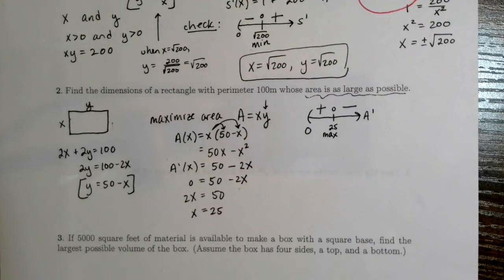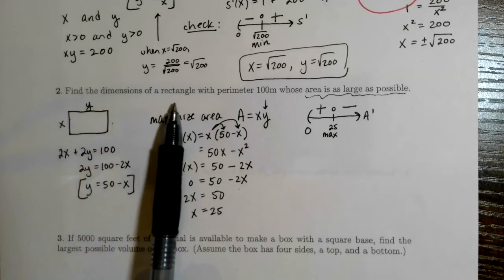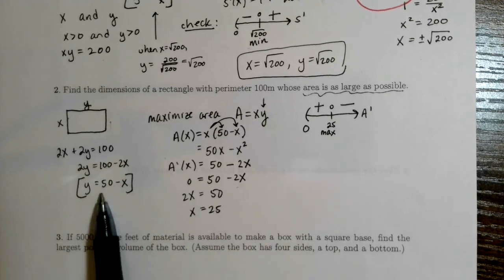Okay. So our final step is to just kind of answer exactly the question that was asked. So we want to put units on stuff and make sure we're kind of complete. So this said, find the dimensions that maximize the area. So my answer is going to be full dimensions. So I'm going to go back. This is the X value.